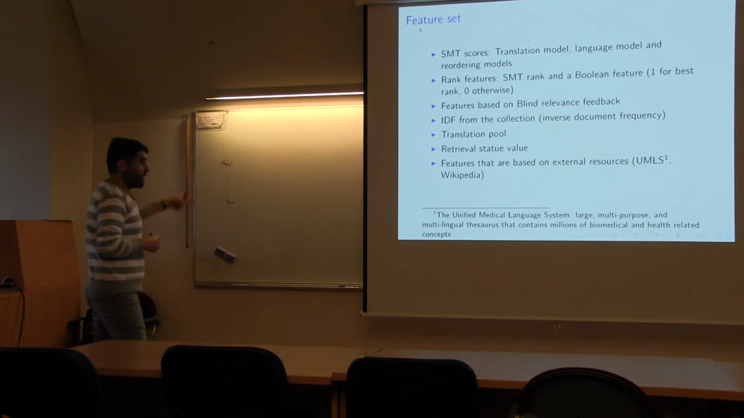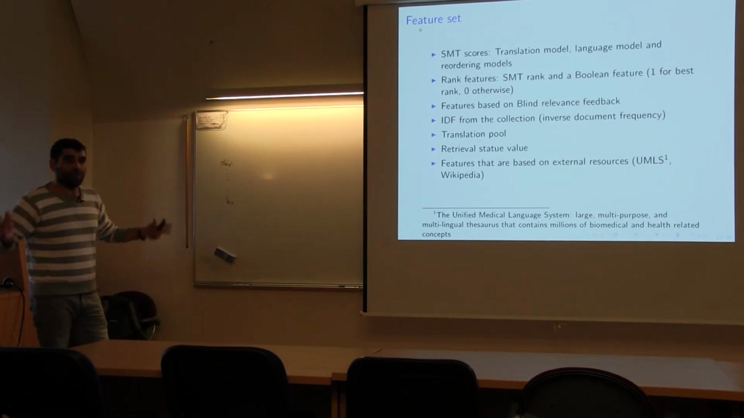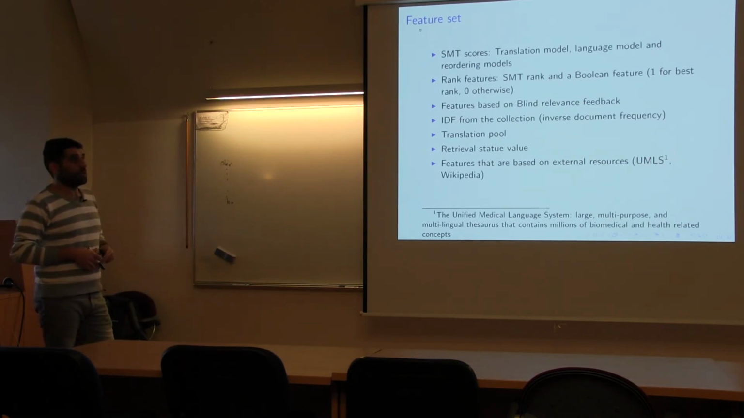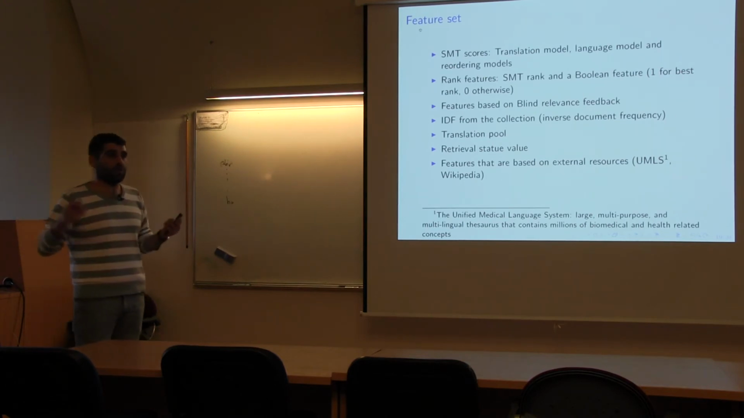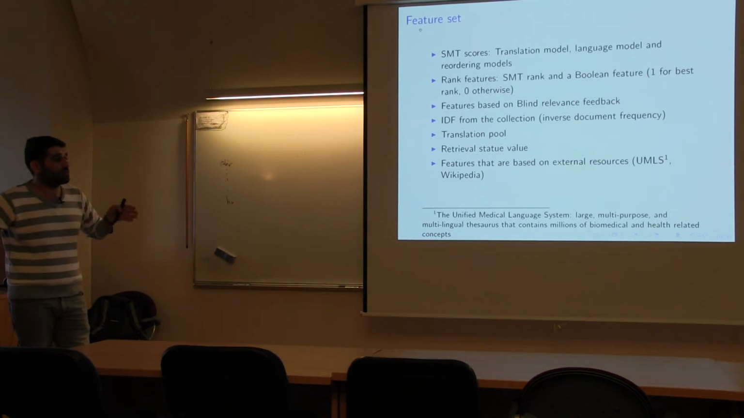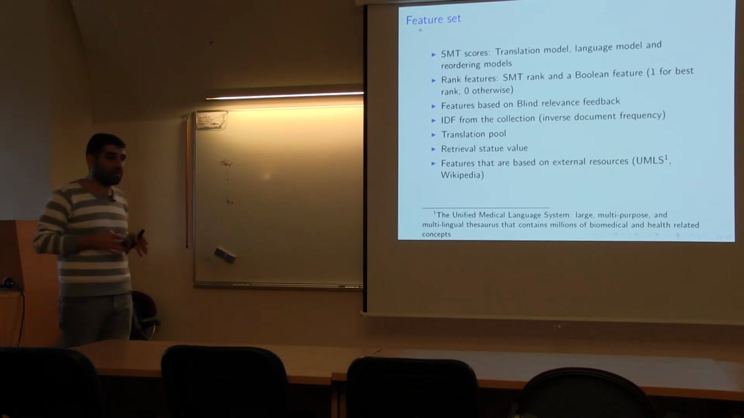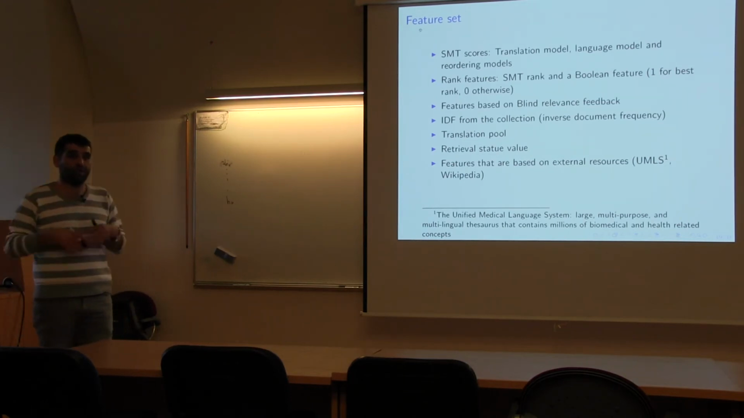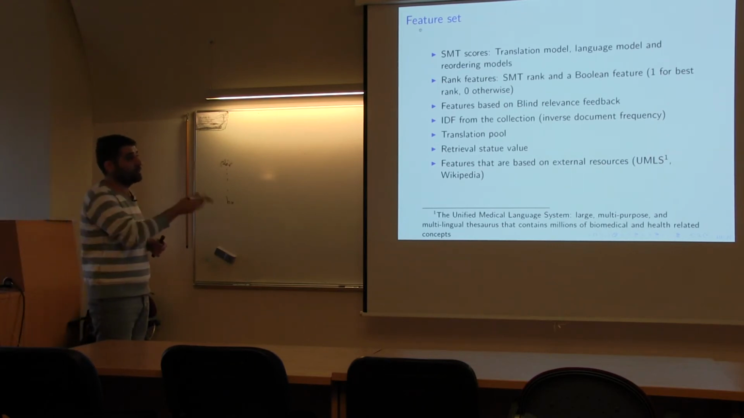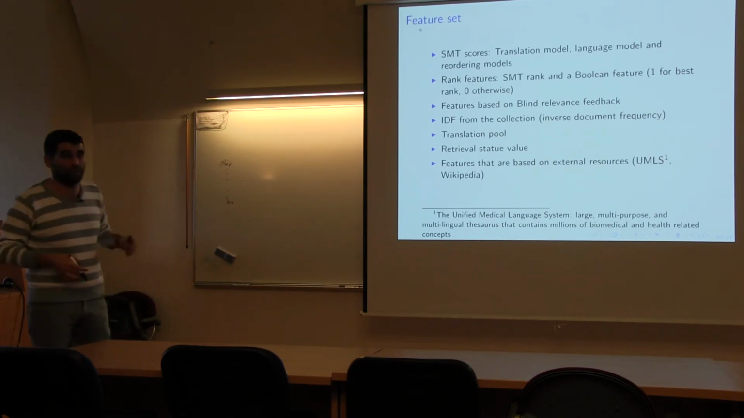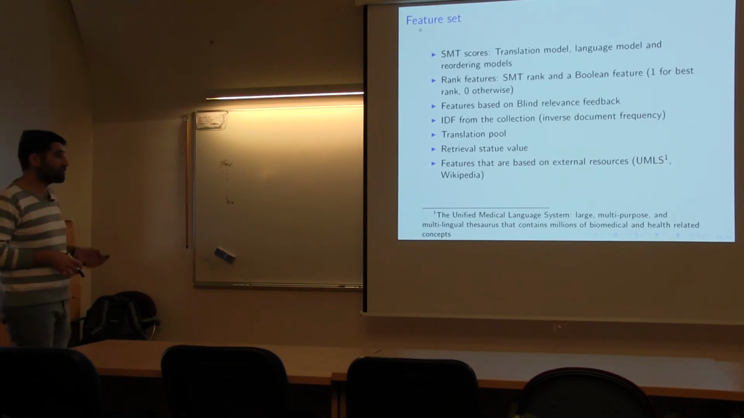Also, we used Wikipedia. It was similar to the blind relevance feedback. We indexed Wikipedia. We did retrieval using the best translation, and then we took the highest 10 ranked articles from Wikipedia. We merged them together, created a pool, and then from that pool we calculated term frequencies for the hypothesis terms.